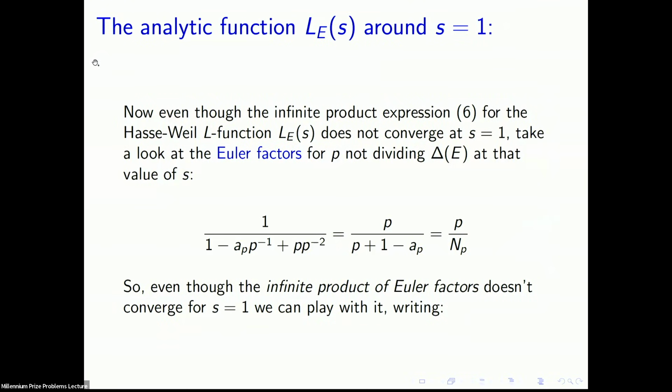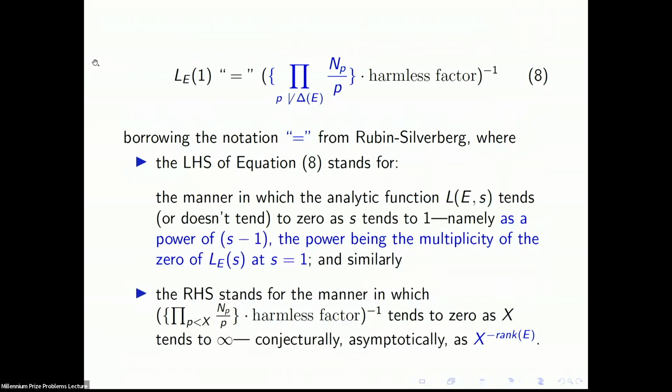And if you take a look at what it looks like, it turns out to be the inverse of Np over p. So even though the infinite product of Euler factors doesn't converge for s equals 1, we can play with it. And we could write LE of 1, with quotation marks around the equal sign, is equal to the product of Np over p times the harmless factors that I ignored before, inverse. And this product is over all primes p, so this doesn't make any sense. But you can view it in this way.